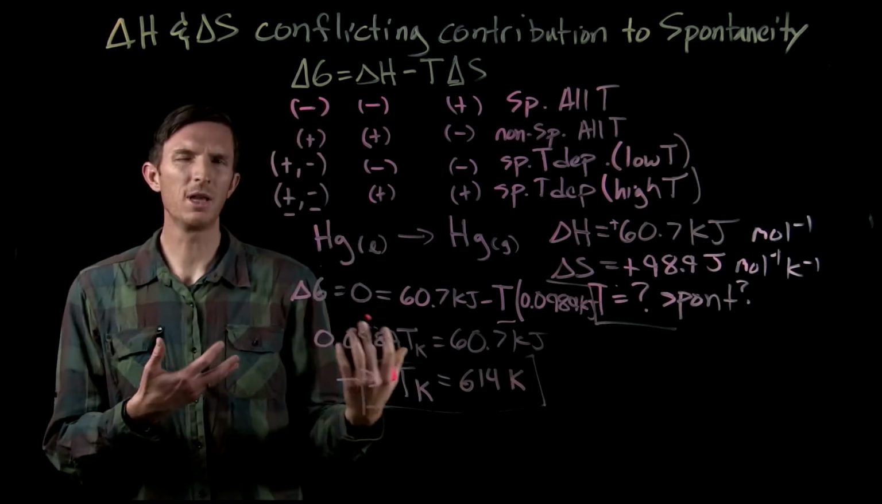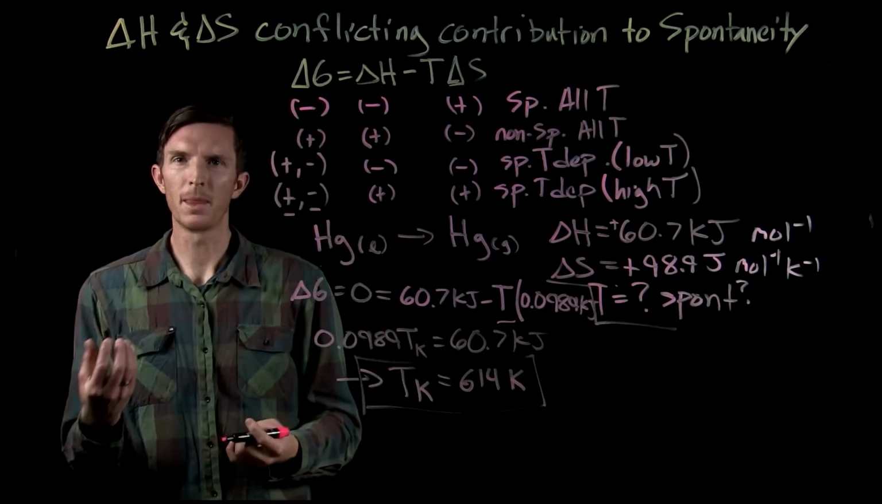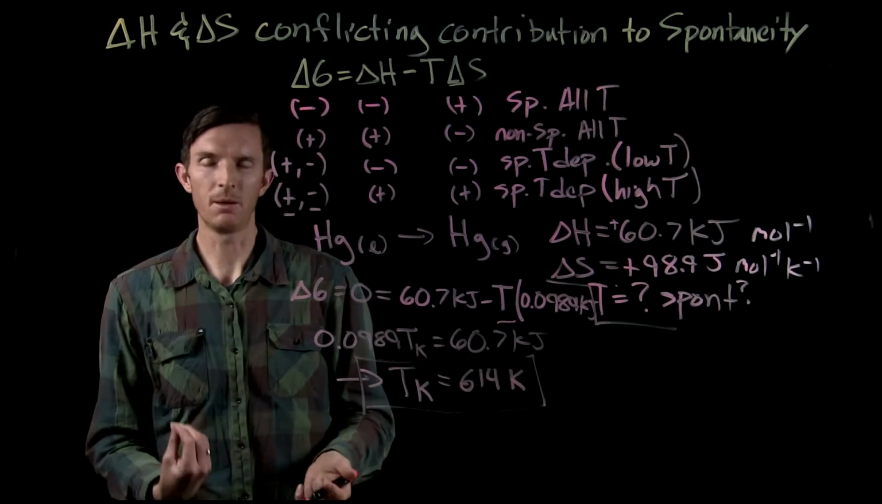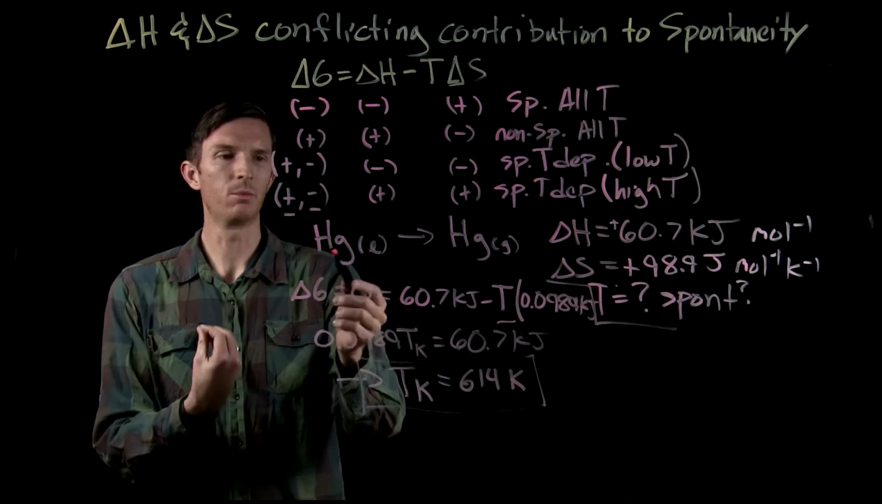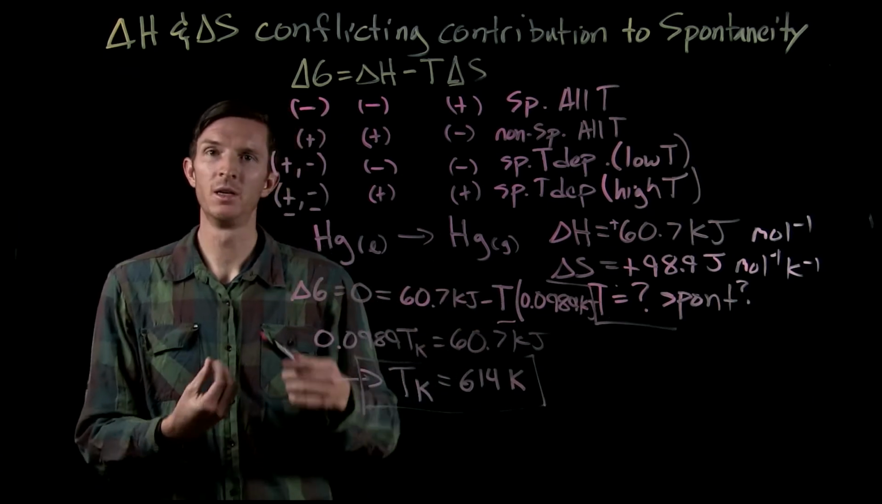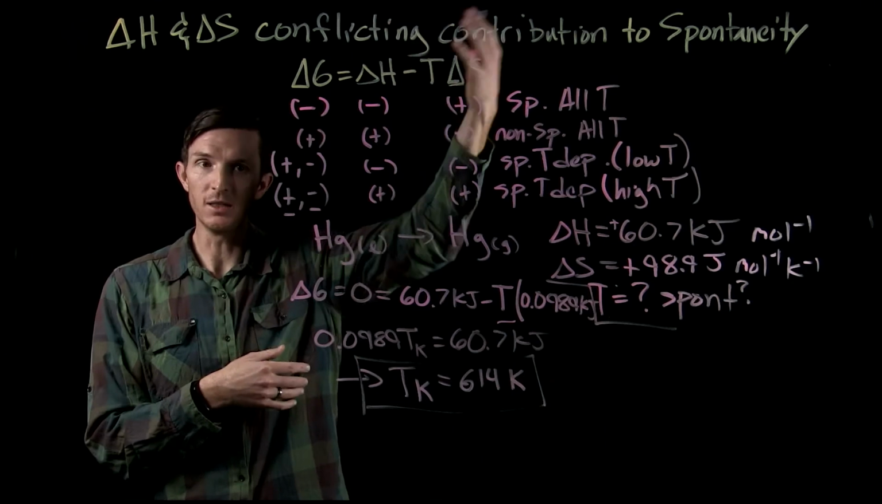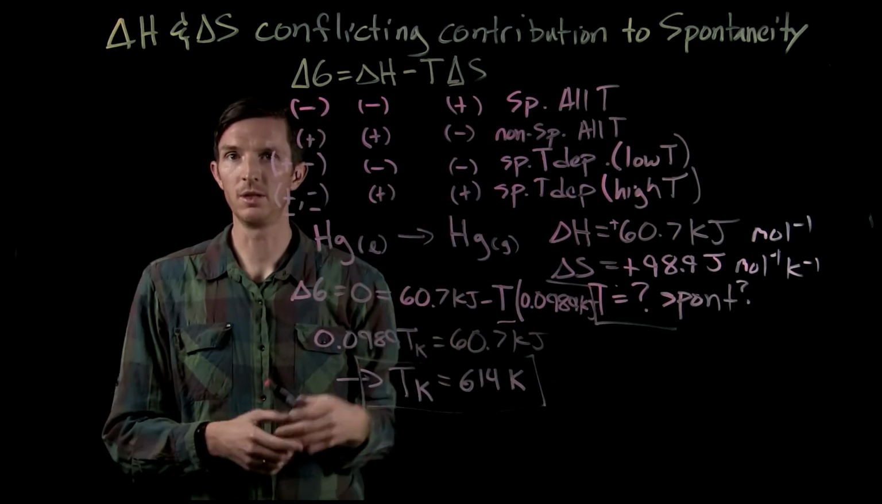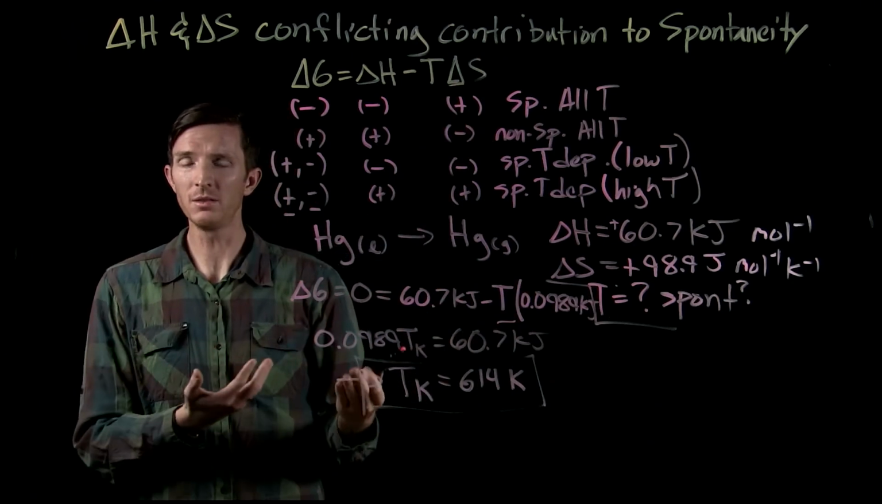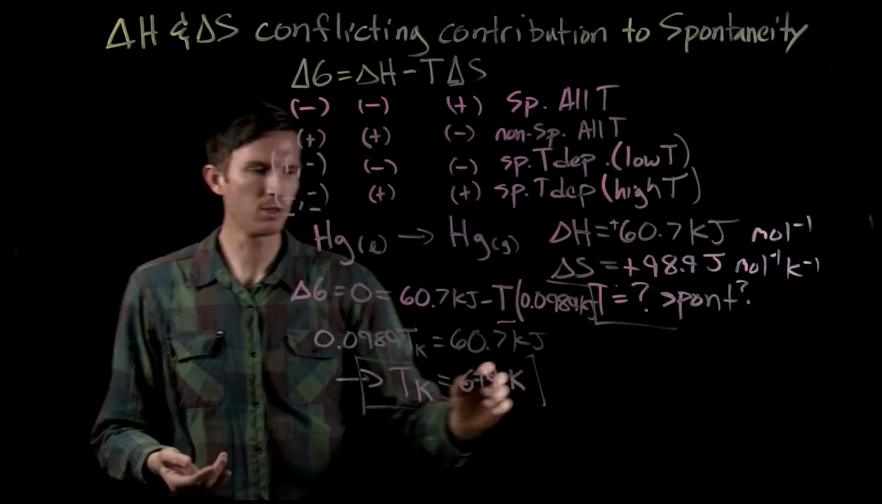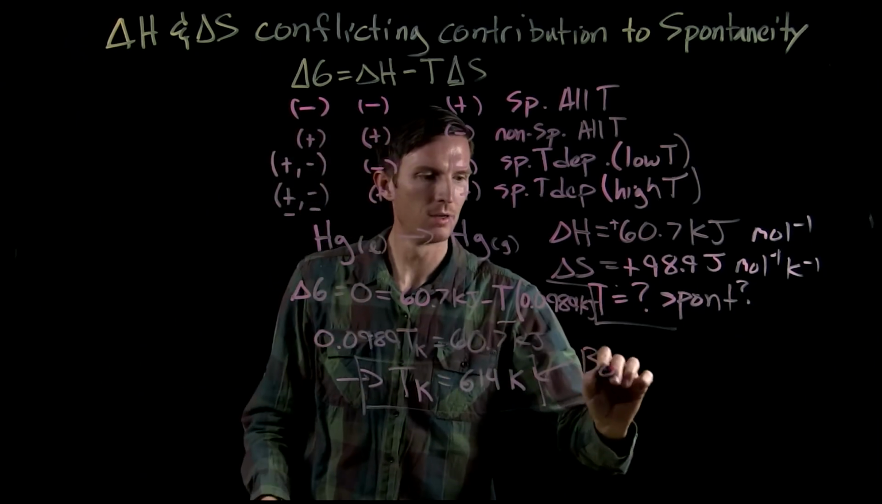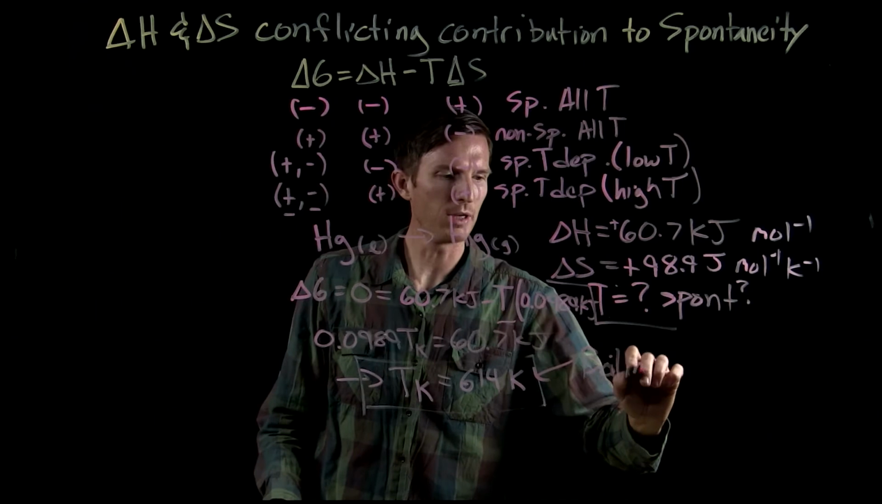Okay, so we think, what does that mean for us with regards to mercury? Below that temperature, it's non-spontaneous for mercury to go from liquid to gas. Above that temperature, it's spontaneous for mercury to go from liquid to gas. Well, what would we call that place? Well, we would call that temperature our boiling point.